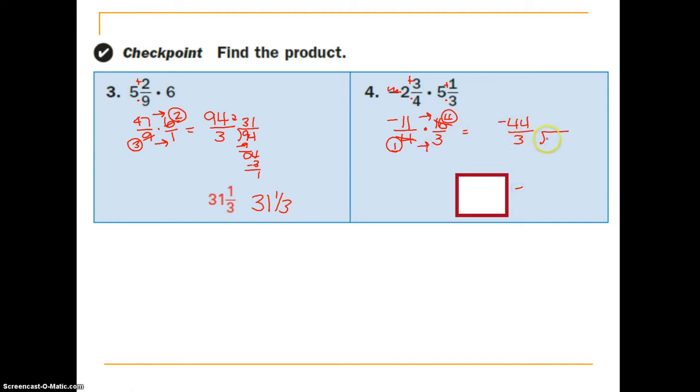Your answer is going to be negative. Bring down the 44. That goes once. Bring down the 4. 3 into 14 goes 4 times. It's 12. That's with 2. So you have negative 14 2/3.